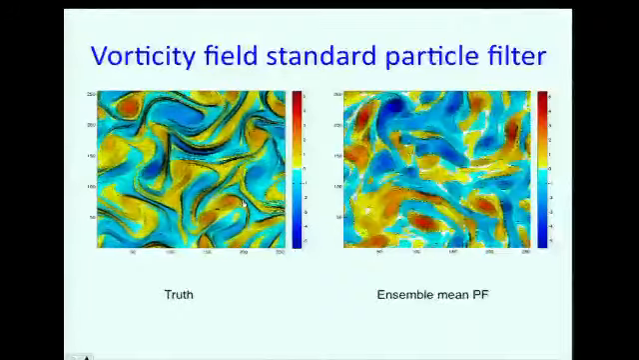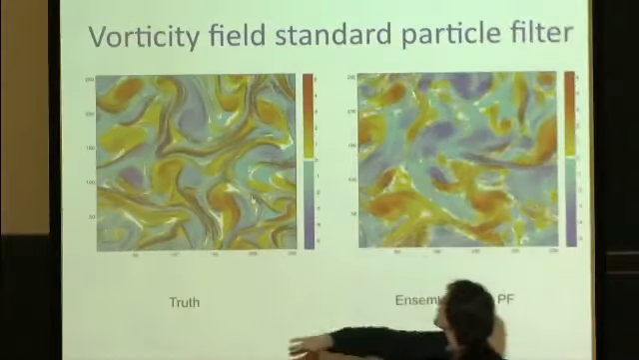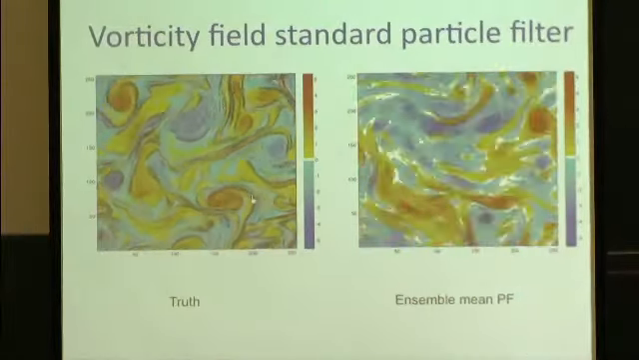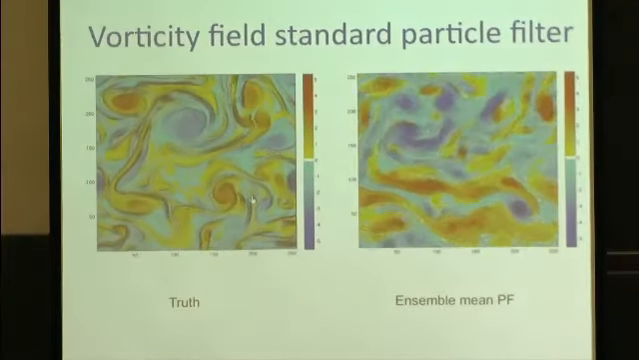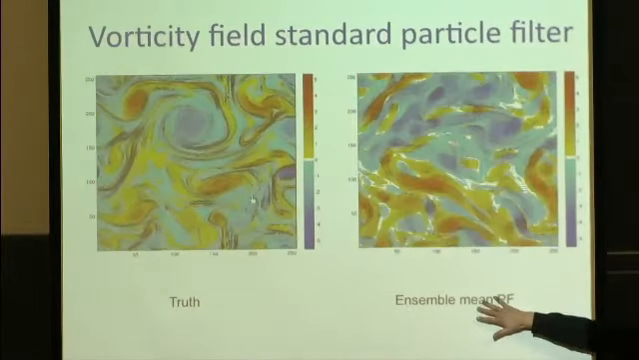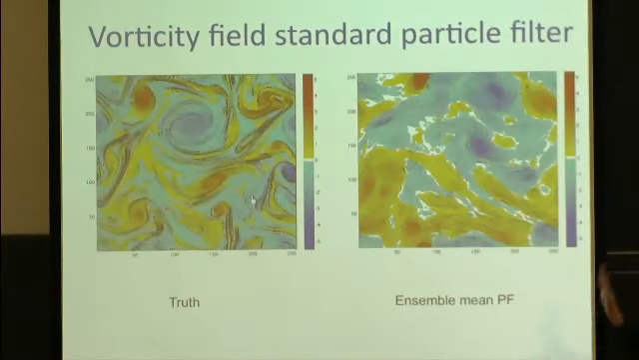So here we have the truth. This is the evolution of the truth field, and this is what the standard particle filter would do. This is the mean of all these particles, and you see these changes. It evolves for some time, then you get this change, and that's when the observations are included in the system. And you see this is terrible. So the standard particle filter with 24 particles just doesn't work as expected.